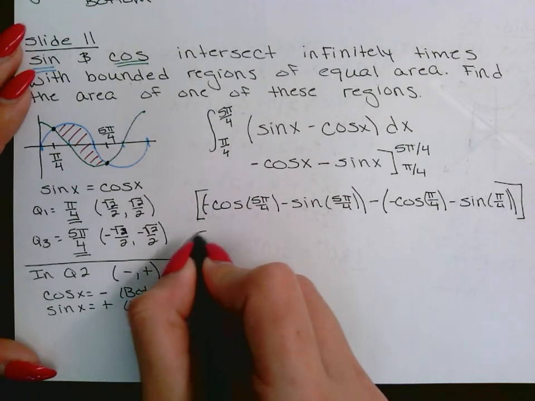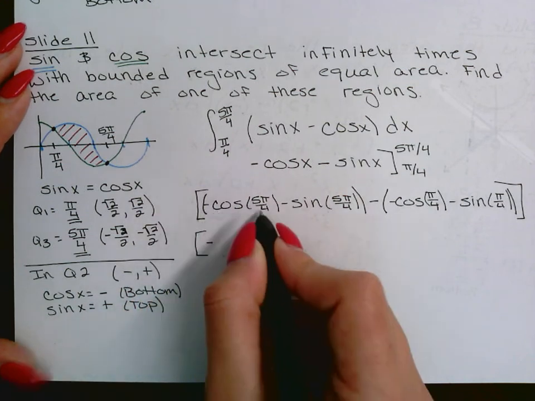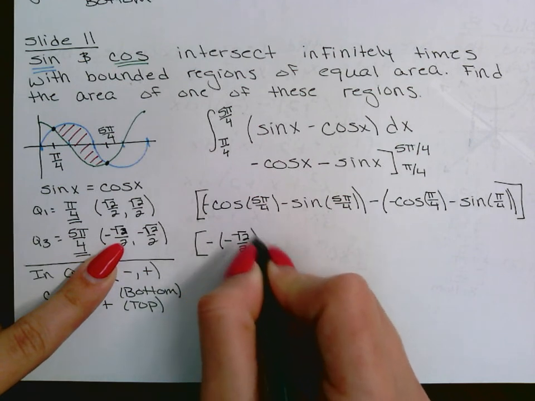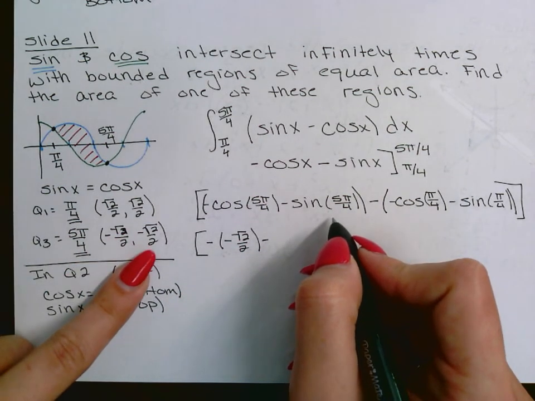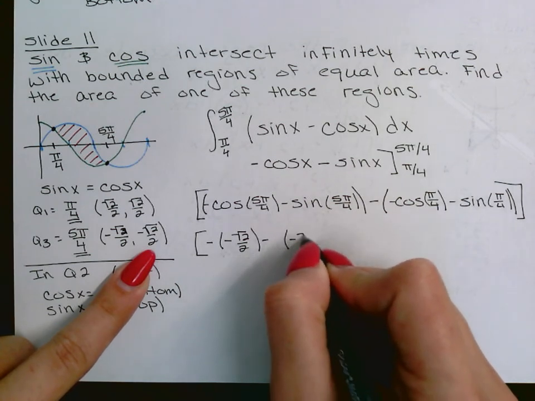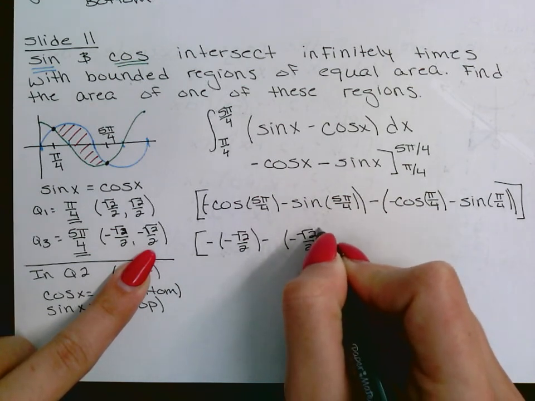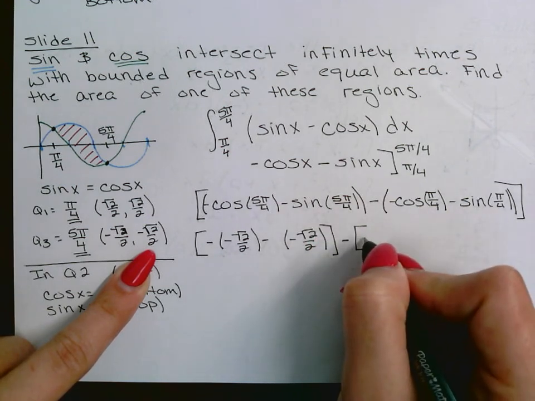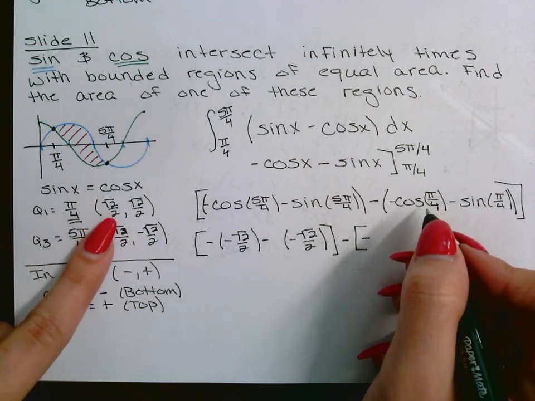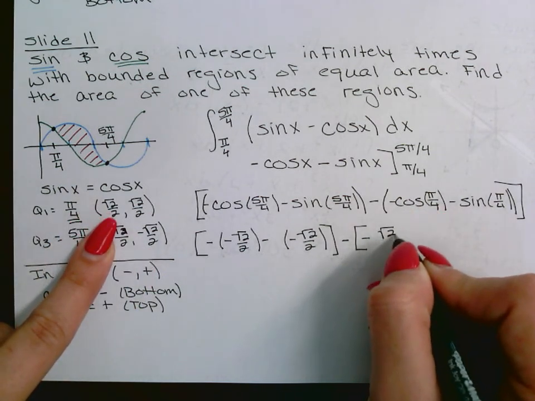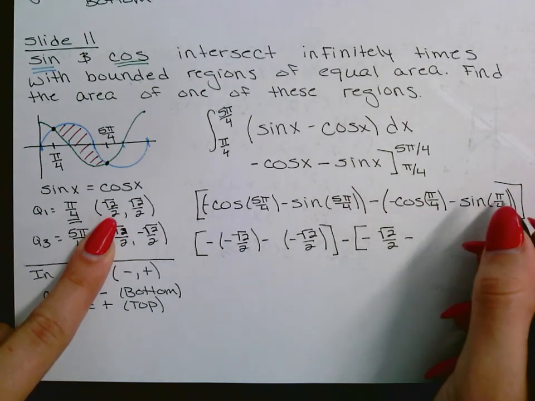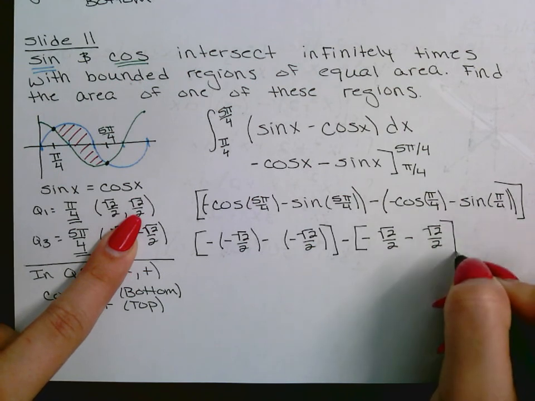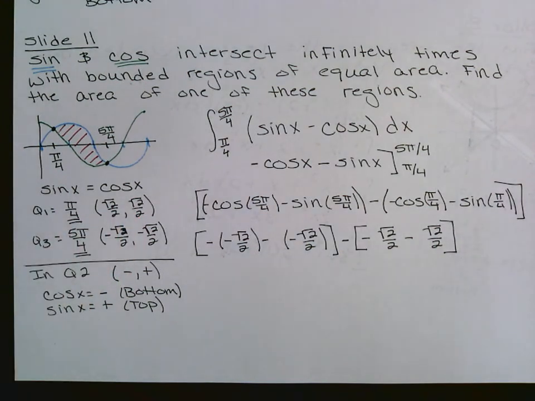So we can say that negative, and then cosine of 5 pi over 4 is a negative radical 2 over 2, minus sine of 5 pi over 4 is negative radical 2 over 2. Now minus, over here I have again a negative cosine of pi over 4, which is positive radical 2 over 2, minus, and then sine is also radical 2 over 2. Now you can stop.